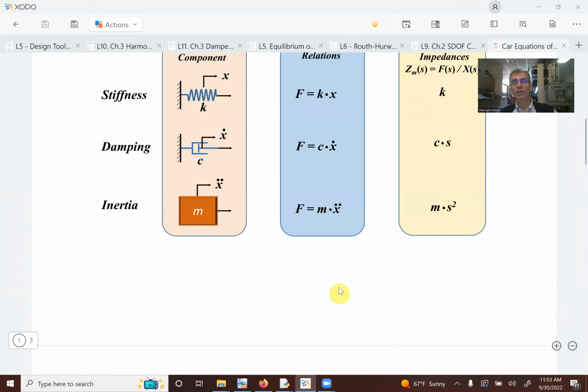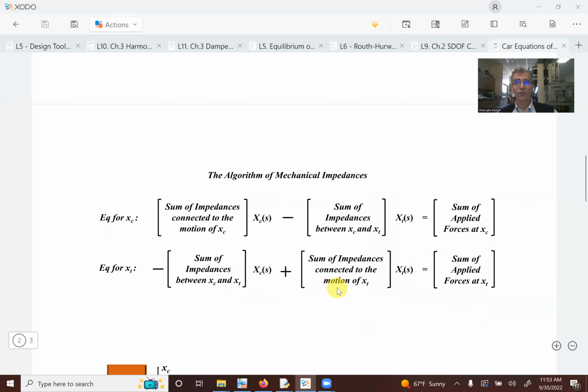So how do we use this in what we call the algorithm of mechanical impedances? We can write equations like we see here. Being a 2 degrees of freedom system, we end up with two differential equations, so that in the Laplace domain, they will be algebraic equations.